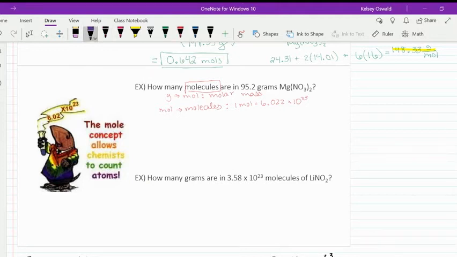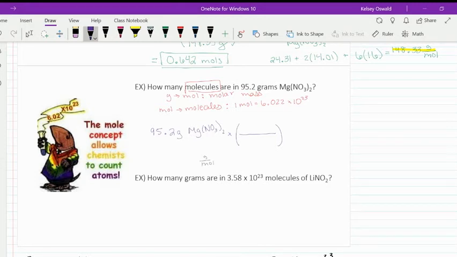So again, remember, always start with what you're given. We never want to start with the conversion factor. So start off with our 95.2 grams Mg(NO3)2. Okay. We want grams to cancel out though. That's always our first step. Cancel out the unit that we have. So our tool to cancel out grams is going to be our molar mass. So how many grams do we have per mole?